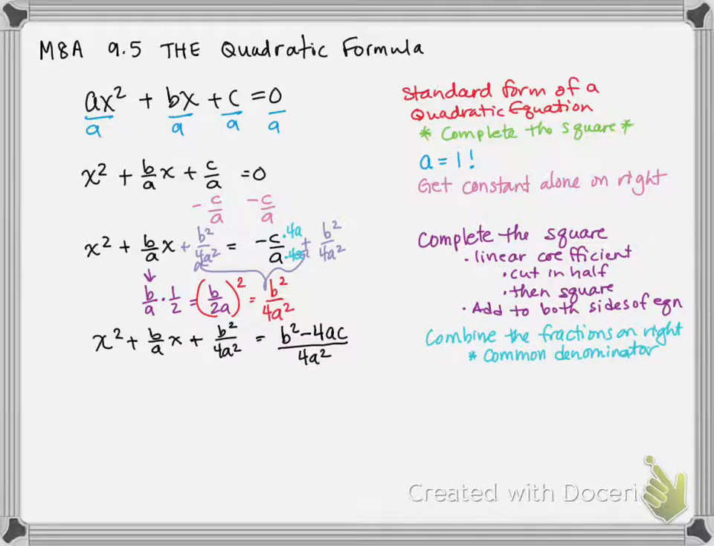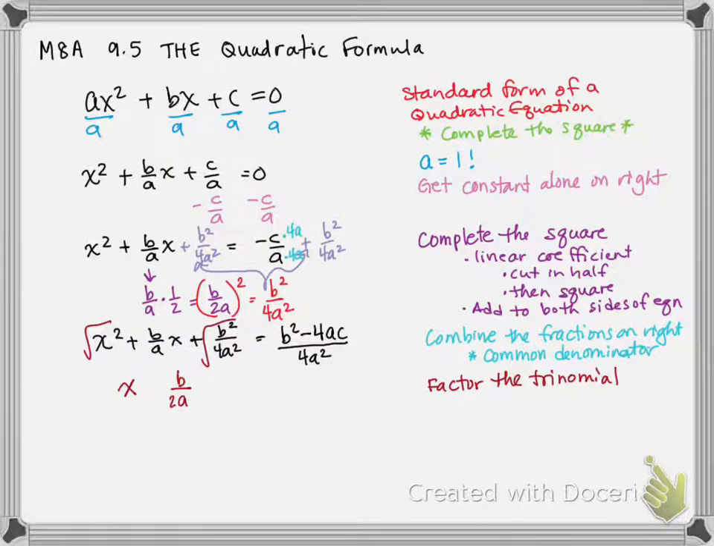Okay, at this point, we're going to go ahead and factor the trinomial. So remember when we factor the trinomial, it's going to be the square root of the x squared, which is going to be x. It's going to be the square root of the b squared over 4a squared. So square root of b squared is b. Square root of 4 is 2. Square root of a squared is a.